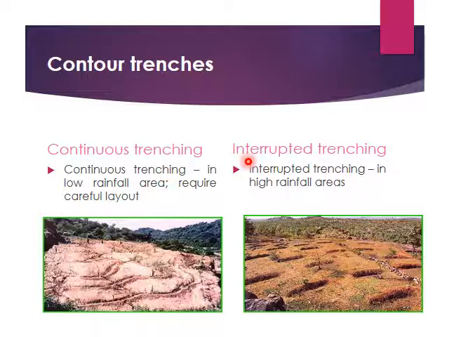There are two types of trenches, one is continuous trench and another is interrupted trench. Continuous trenches are for low rainfall areas. See here, it is a continuous trench, there is no break in between. The second is interrupted trenches, which are for high rainfall areas. See here, there is some gap between two trenches. This is called interrupted trenches.